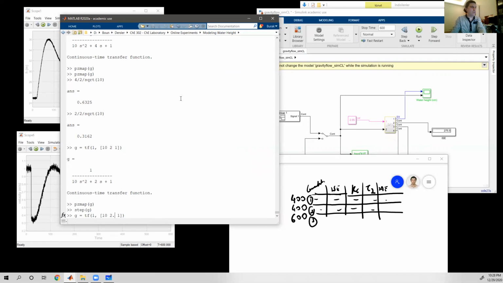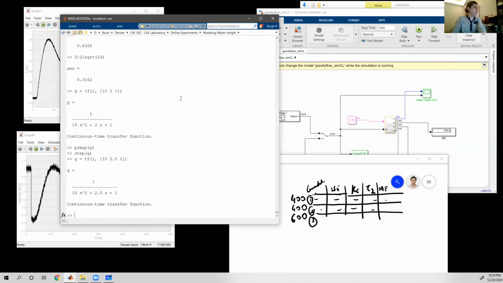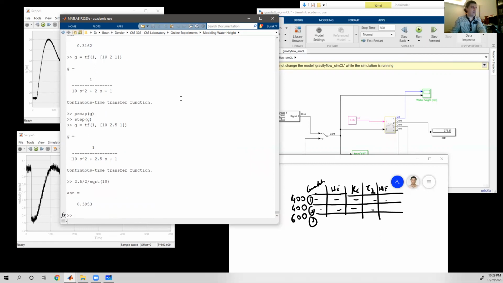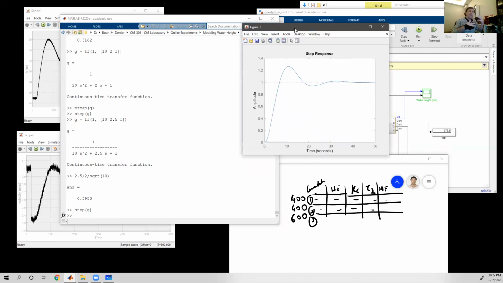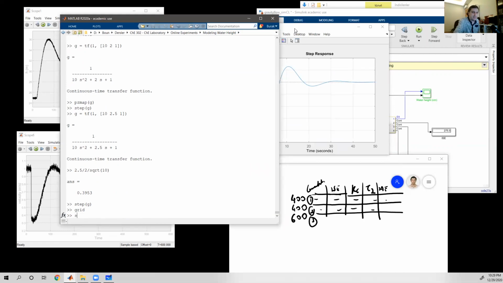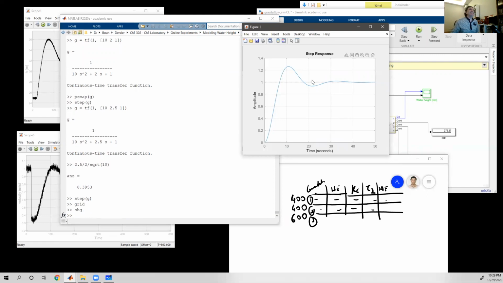So if I make it 2.5, and that's a very awful way of finding the zeta value, if it's 2.5, what's this equal to? Okay, so now zeta is pretty much good, close to 0.4. So if I plot step G, just to warm your eyes up with what you should expect as a good feedback response, this is zeta equal to 0.4, the step response of a second order system with zeta equal to 0.4 is like this one.